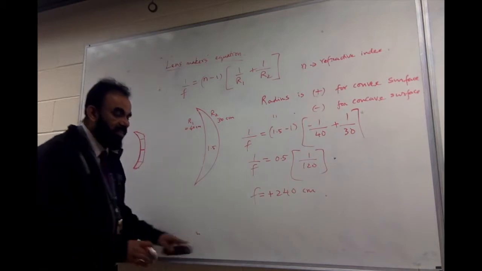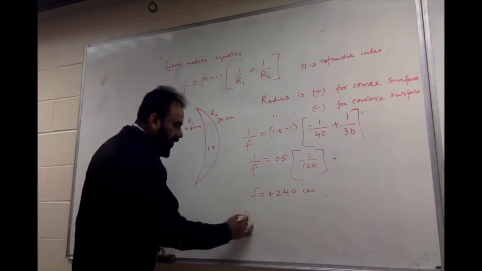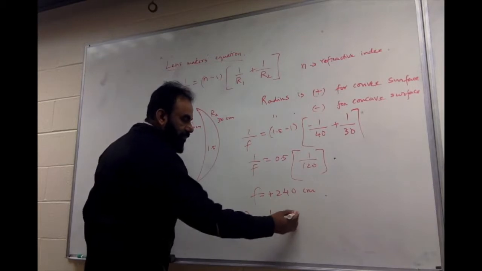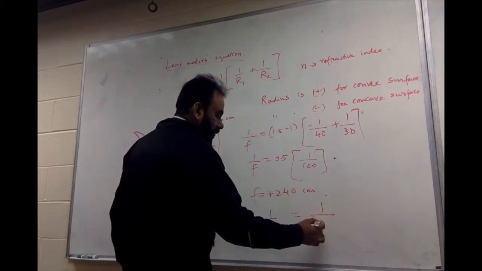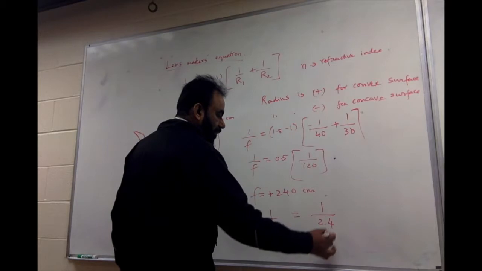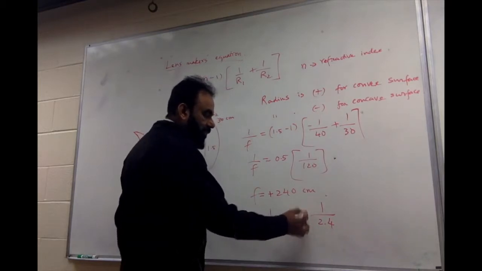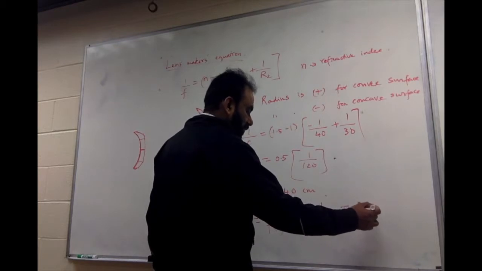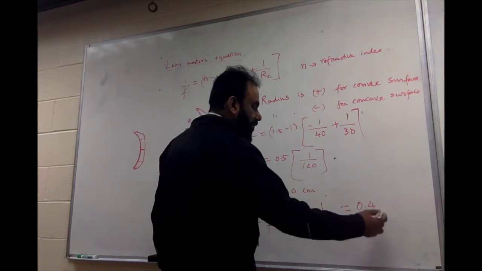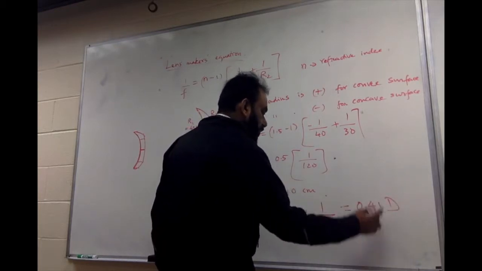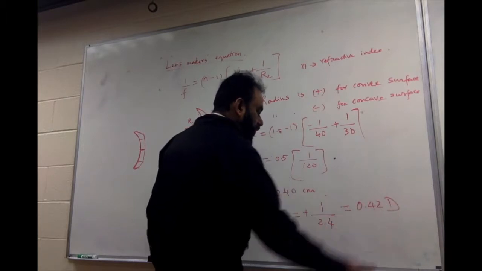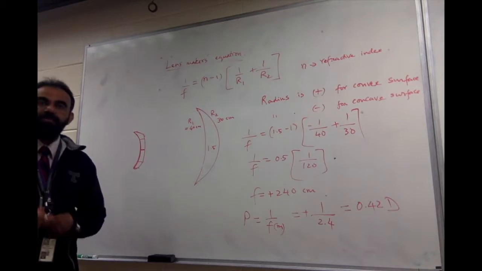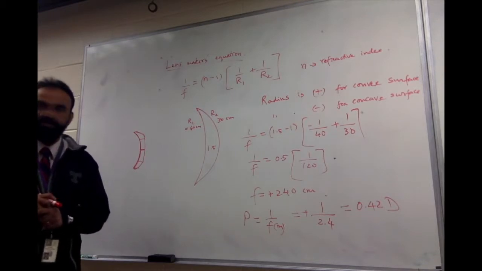Now, what is the power? Power of this lens is 1 over focal length expressed in meters. So it's 1 over 2.4, and it's positive. And therefore you get 0.417, or 0.416 repeating. Okay, 0.42 diopters. So this lens has a power of 0.42 diopters. Make sense? Okay.